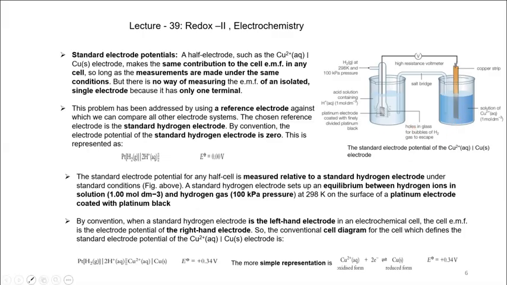If we compare, this then becomes the cell diagram of this one, and the cell EMF of the cell is plus 0.34. A simpler representation is like this, with the oxidized form here and the reduced form here, and the cell EMF is 0.34. This is what it is.